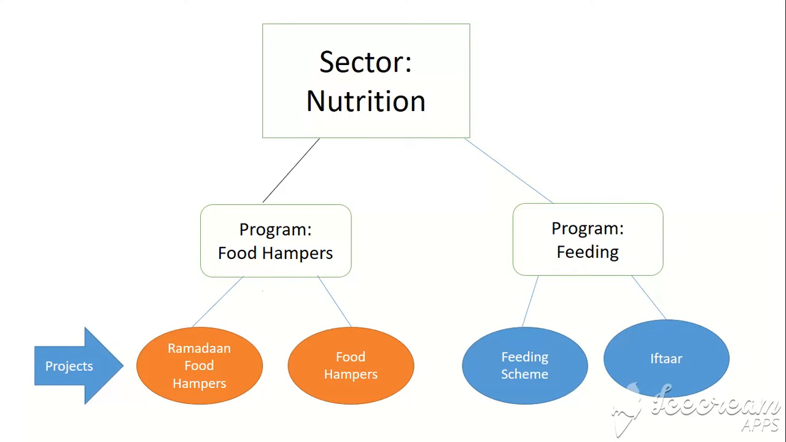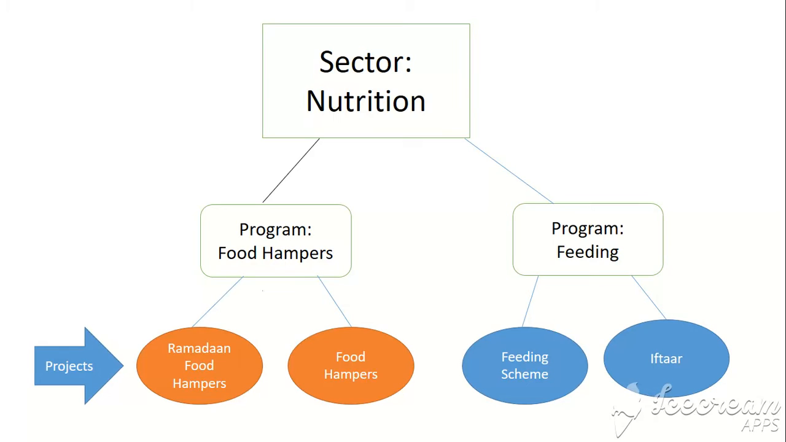Then what happened? We have a sector. Now a sector remains. There's one sector called nutrition. It remains as one nutrition sector. But under that sector of nutrition, you have a program called food hampers. Under those food hampers, you have a project called Ramadan food hampers and food hampers. So what we're doing is grouping.